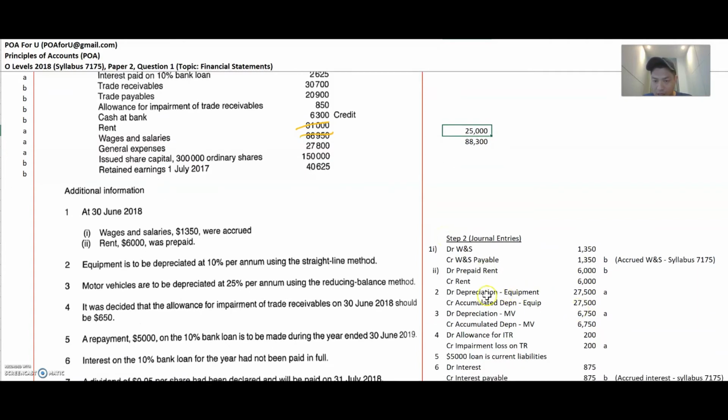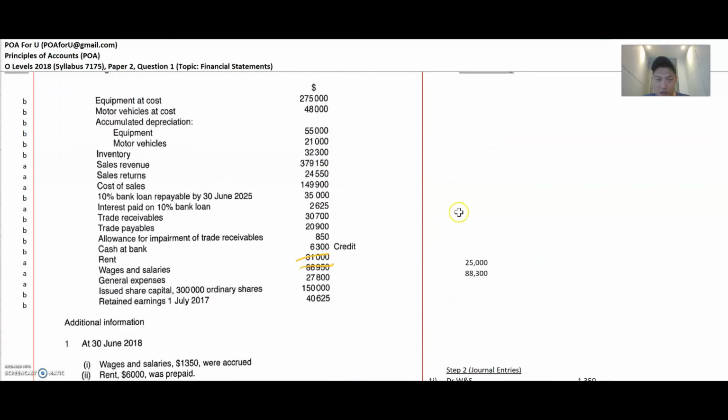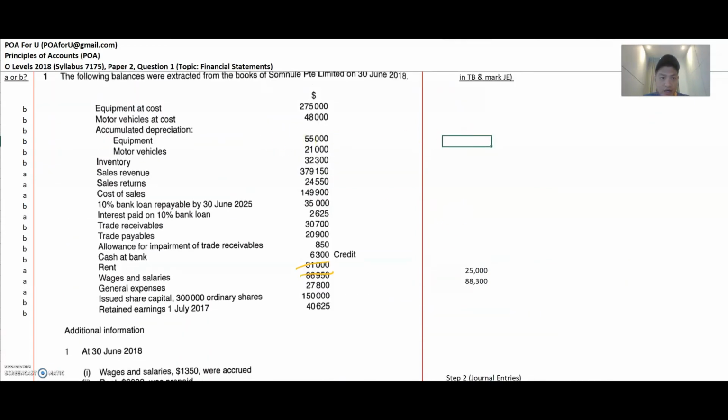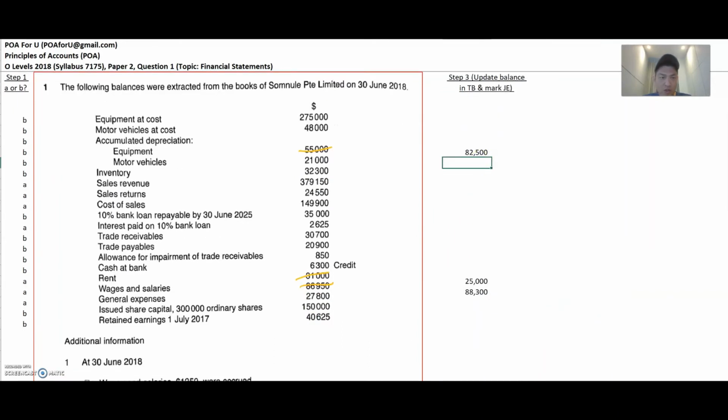Okay, next, depreciation. This is an expense and it's not in the trial balance, so I'm going to bring it to the statement of financial performance. I'm going to mark A here. And then the accumulated depreciation, which I have here. The old number is 55,000 and now it is plus 27,500, which is 82,500. So I'm going to cross this out. And then the next one is the same for motor vehicle. I'm going to bring this depreciation expense to the statement of financial performance as A, and for accumulated depreciation here I'm going to mark it down and add this 6,750, and this is the new number.